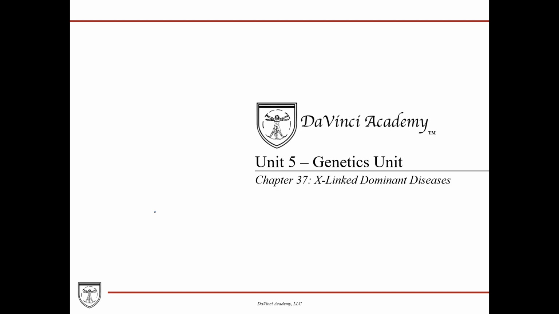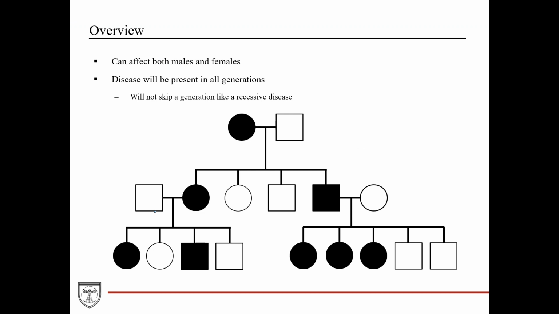All right, in this lecture of the genetics unit, we're going to be talking about X-linked dominant diseases. So first, we're going to give you an overview of X-linked dominant inheritance. Now, it can affect both males and females, which distinguishes it from X-linked recessive. And as a result of that, it's going to be present in all generations. So it does not skip any generation like a recessive disease.